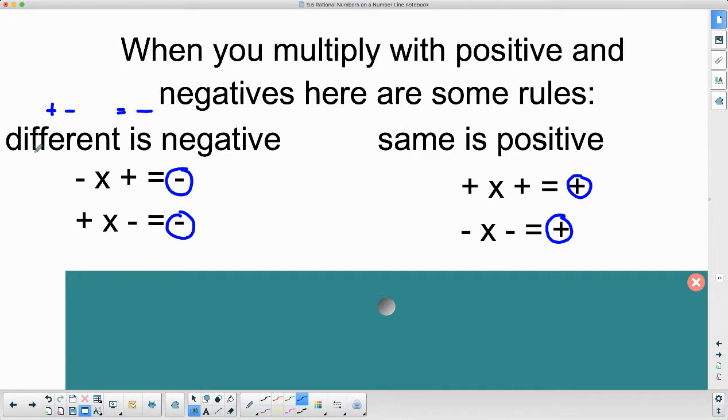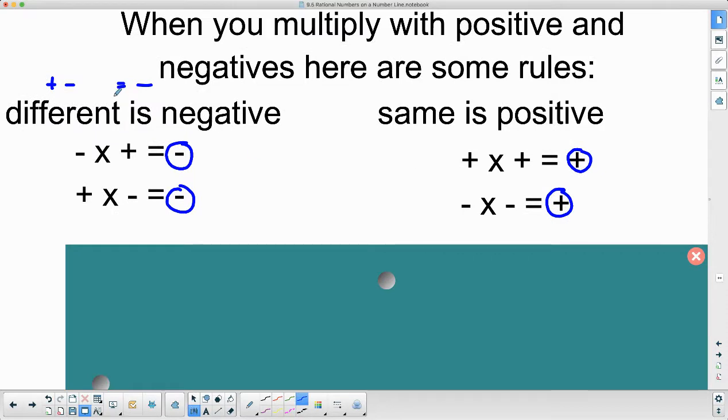So the rule to remember is if you have one of each, the negative wins. If you have two of the same thing, the answer is going to be positive. So let's go ahead, use our rules, and try some of these out.